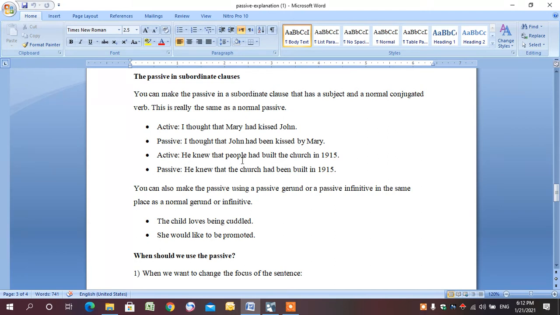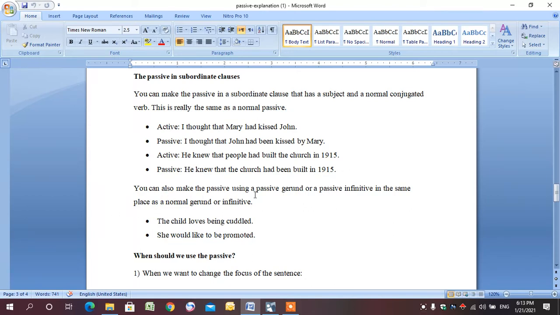Active: He knew that people had built the church in 1915. So if you want to change it to passive, you write the same thing, "he knew that." And then you find the object. The object here is the church. So, "that the church." And then you put "had" again. You put the verb to be in the past participle, it's "been." And then you put the verb in the past participle, "built." So, he knew that the church had been built in 1915.